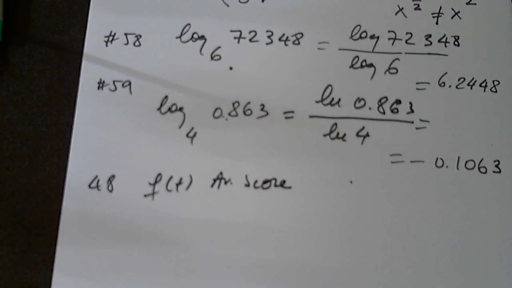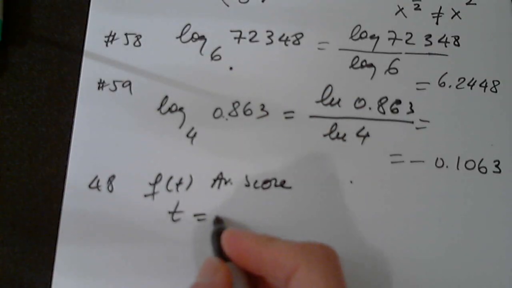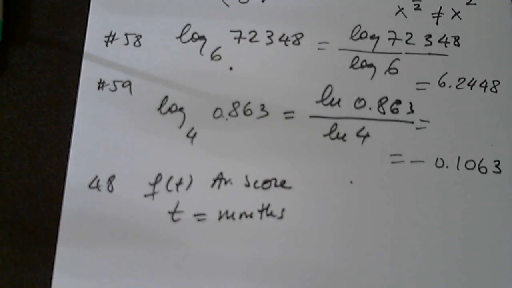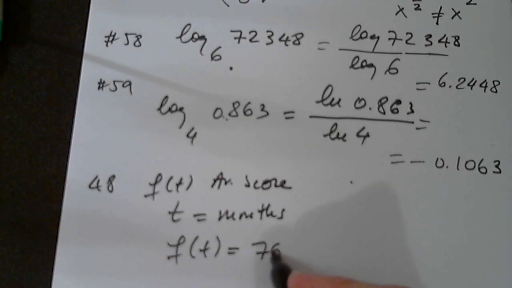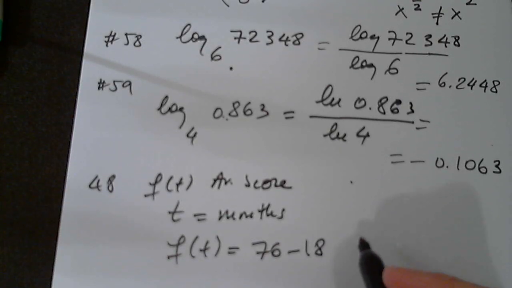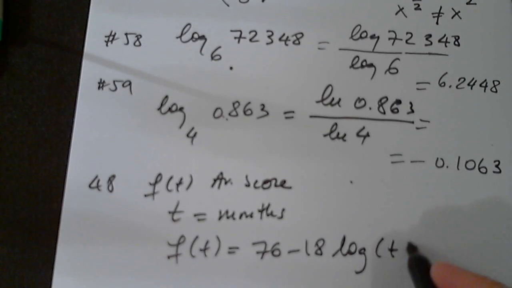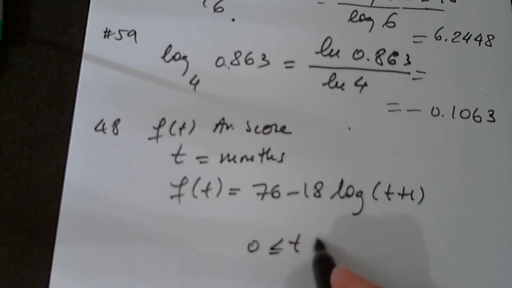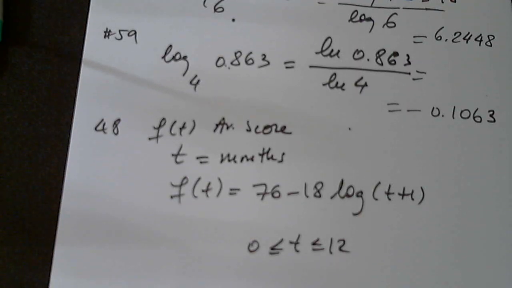F of t, average score, for the group after t months. T is in months. Okay. It is modeled by this function, f of t equals 76 minus 18 common log, which is base 10, of t plus 1, where t is a number between 0 and 12, 0 months, 12 months. A, what was the average score when the exam was first given?